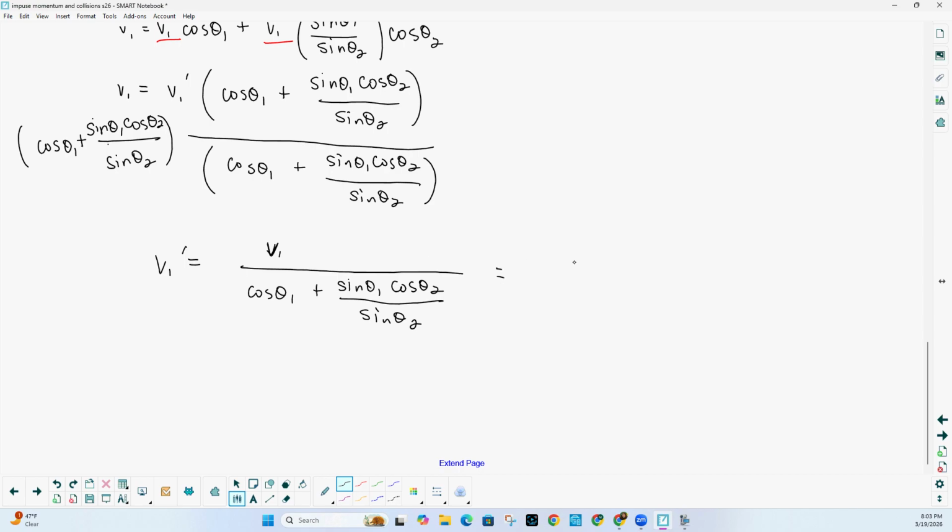Okay, so now we're going to put in our numbers. So I believe it was 3.0 meters per second over the cosine of 30 degrees plus the sine of 30 degrees times the cosine of 50 degrees divided by the sine of 50 degrees.